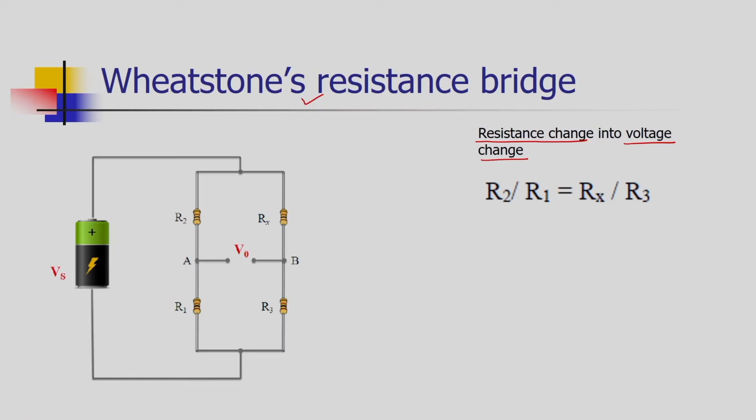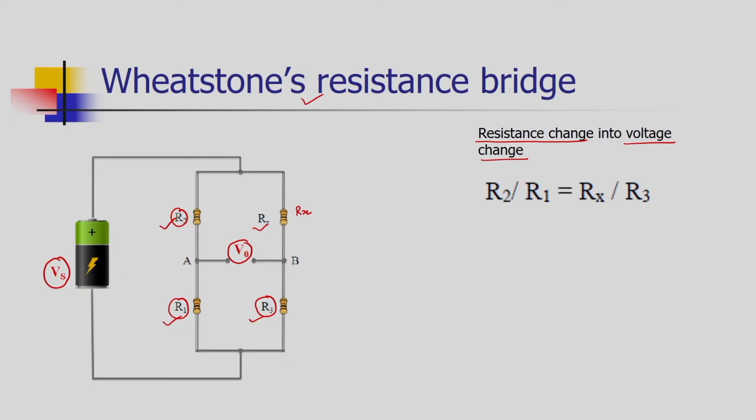A typical arrangement of the Wheatstone resistance bridge is shown on your screen. In this arrangement we are using 4 resistors R1, R2, R3 and Rx. Supply voltage is applied across a bridge of these 4 resistors, and output voltage is measured across the 2 connections A and B.